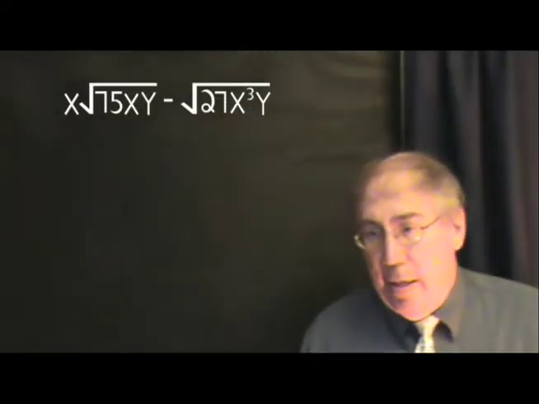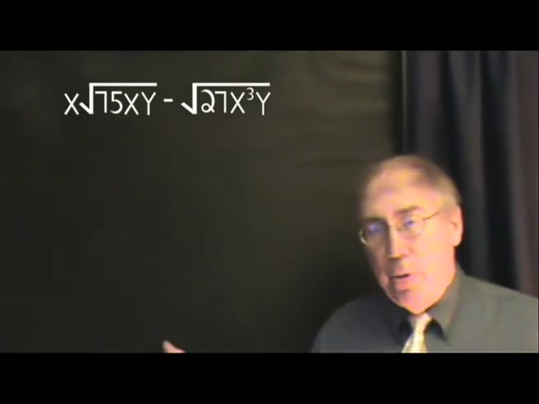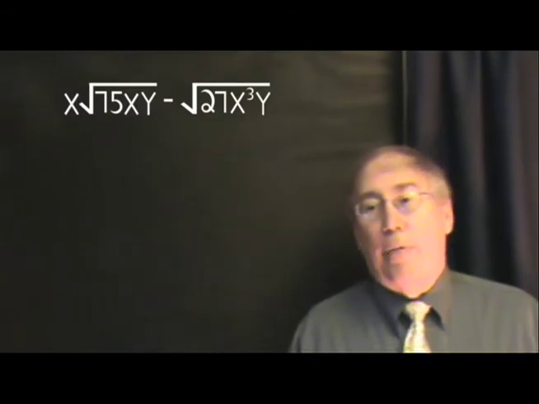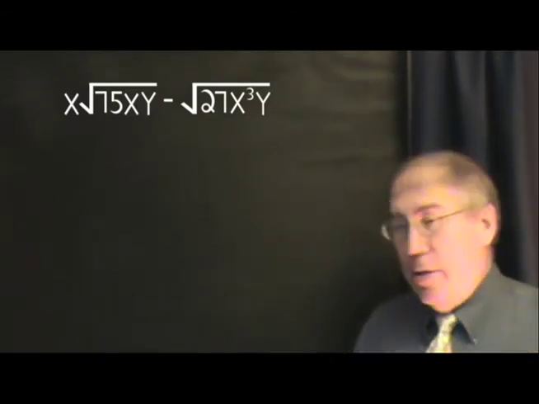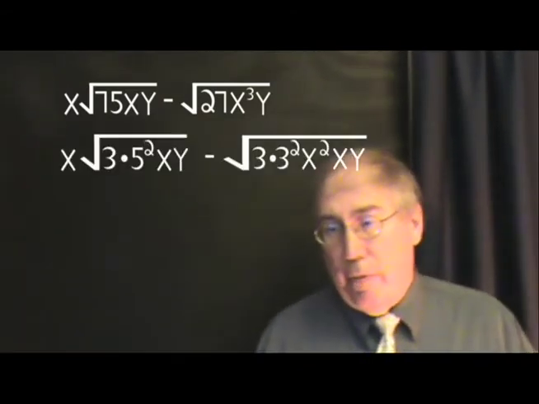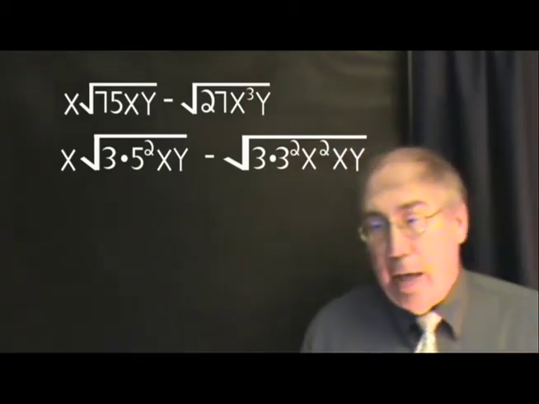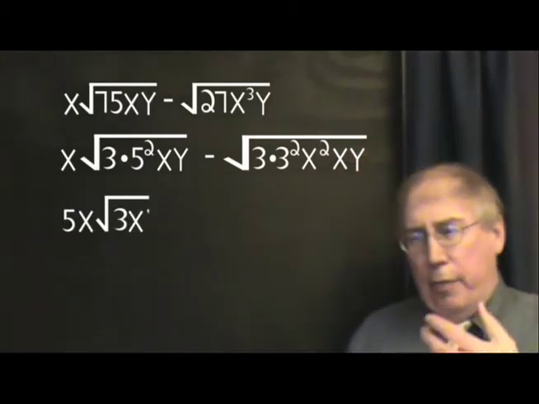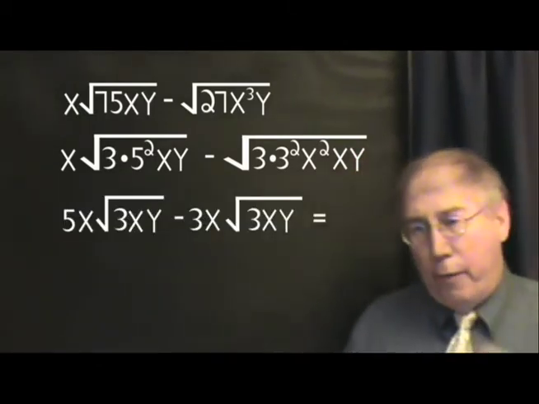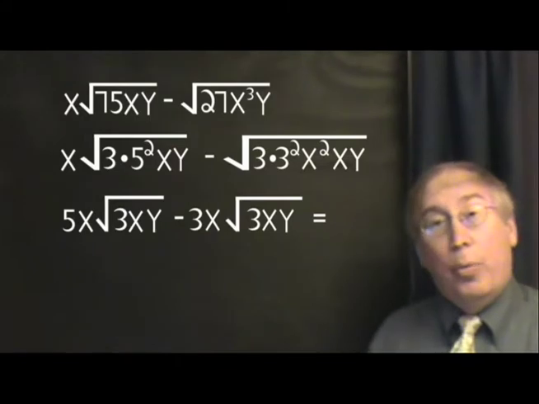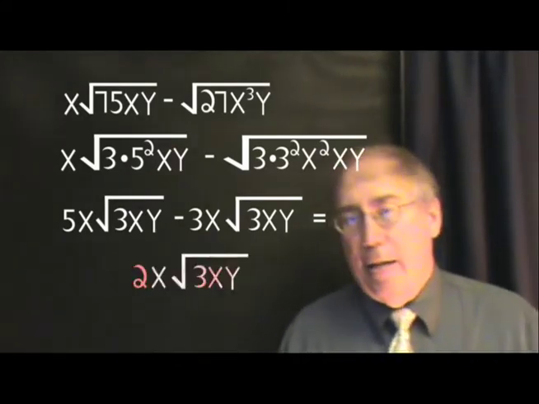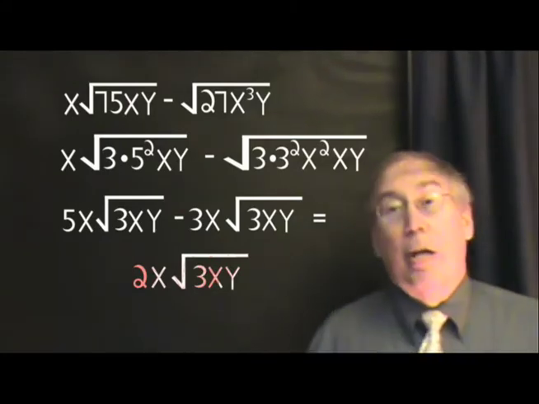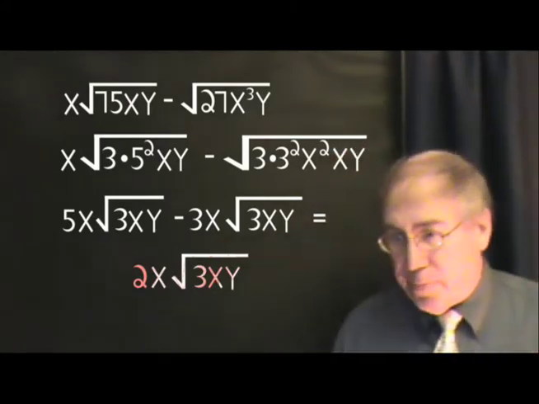This one here, square roots again. So we have under the first radical 25 times 3, and in the second radical we've got a 3 times a 9, and we also got an x squared times an x. So in the first radical we can pull out a 5, and in the second one we can pull out both a 3 and an x, and our radicals are the same, so we get 2x times the square root of 3xy.